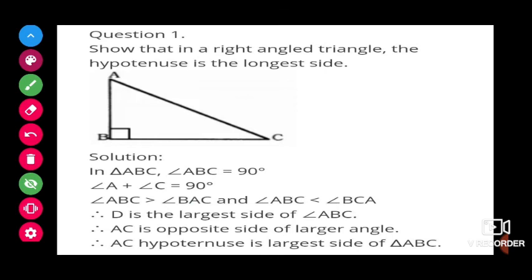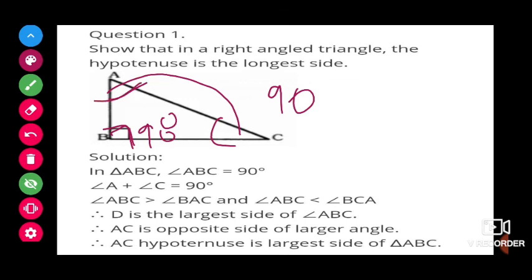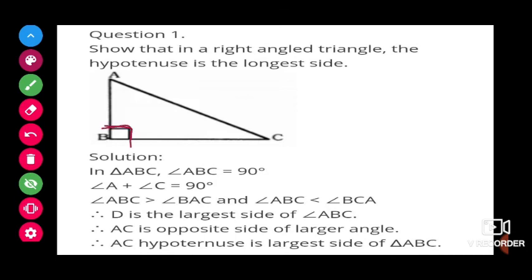So here, the sum of angles in a triangle is 180. This one is 90, which means the other two combined will be 90. So automatically both of them will be less than 90, there is no doubt. So the angle opposite to this 90 degrees is the largest angle. By using the property that the side opposite to the larger angle will be the largest side, we can say that the hypotenuse, which is opposite to the right angle, will be the largest side in triangle ABC.